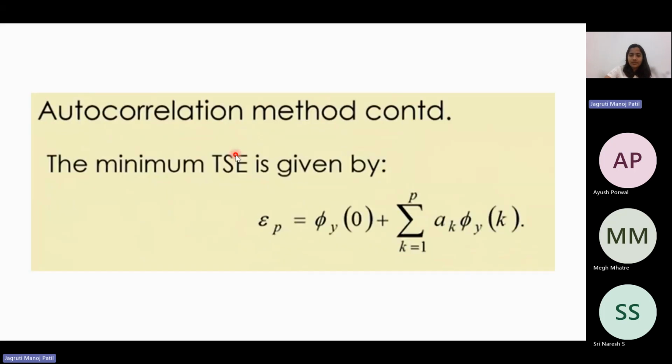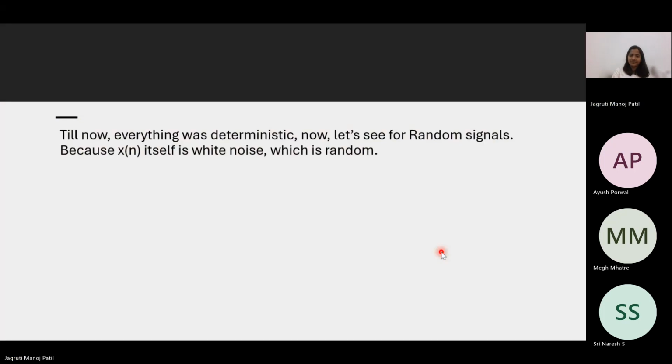Okay, so this is how we have the total square error. We just changed all the parameters that we have with respect to the autocorrelation coefficient of the signal itself. This was at 0 and this is at that particular instant of value, or the order of the filter, or say the autoregressor. That's it.